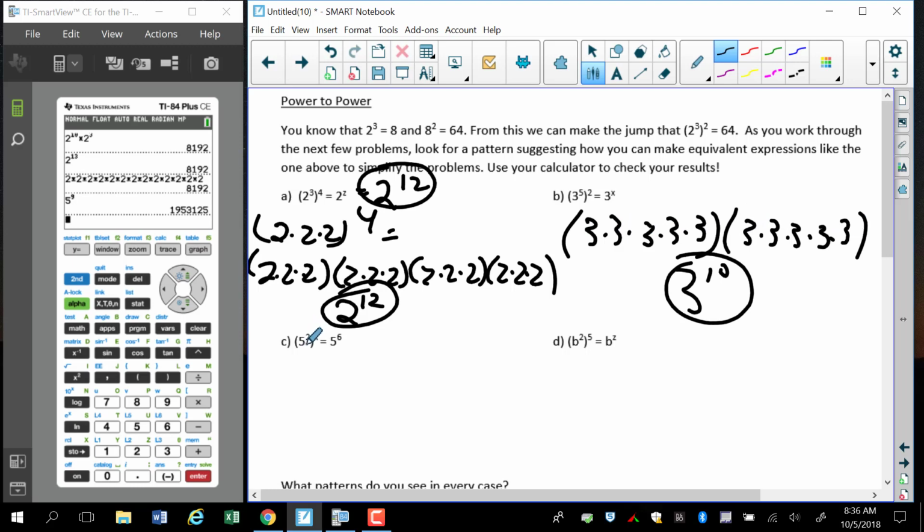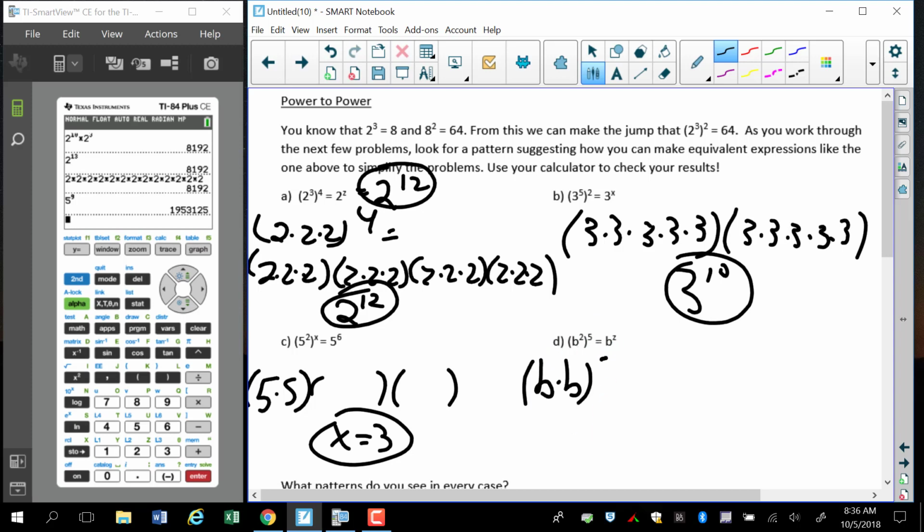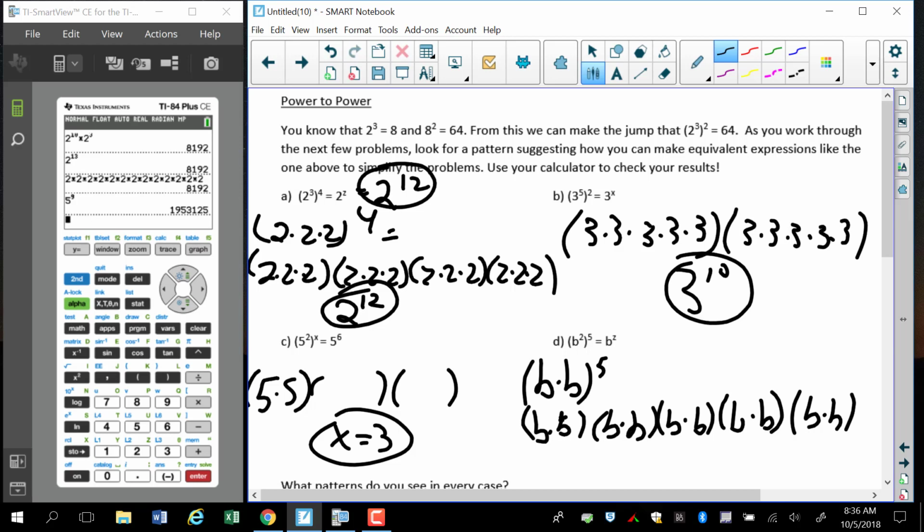So here, if I have 2 powers of 5, how many groups of them am I going to need to get 6? Well, hopefully you should see that it's 3, and x is 3 groups of them. Here I just changed up and I used a letter. I have 2 b's to the 5th power, which means I have 5 groups of b. So 5 groups of b times b, which means I have 10 of them.